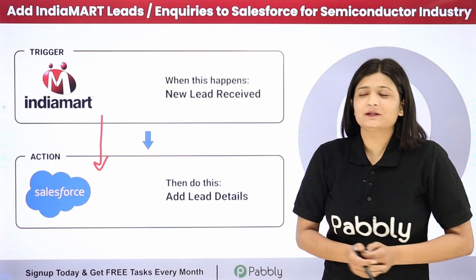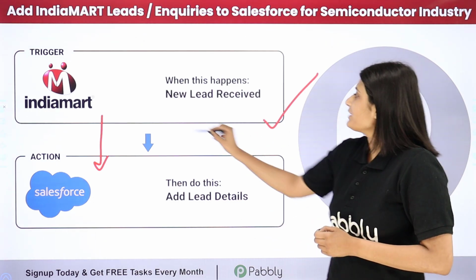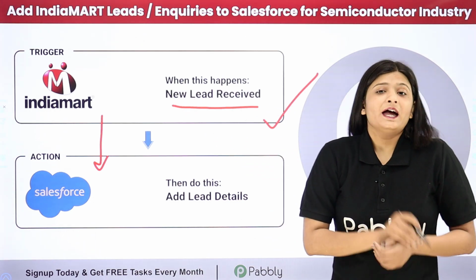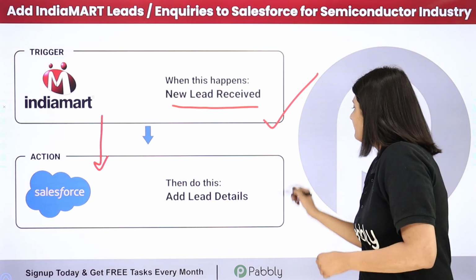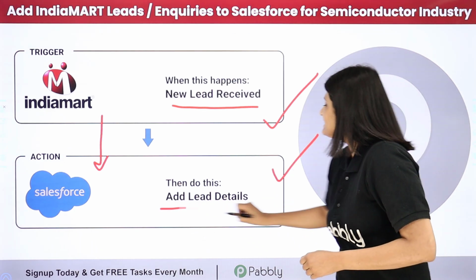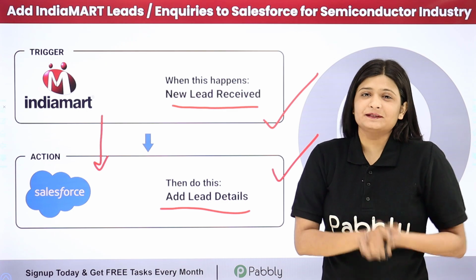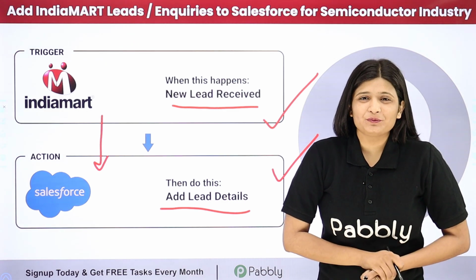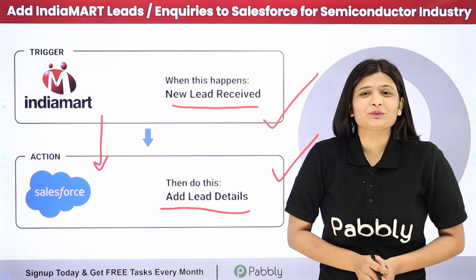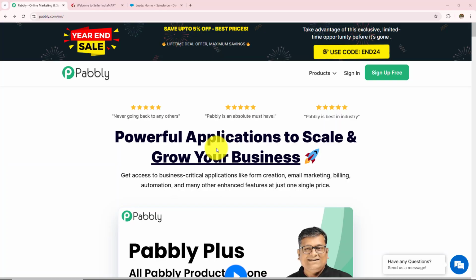As my trigger application, I am going to take IndiaMART, from where I will receive a new lead, and then in my action application, I am going to take Salesforce, where all these lead details will be added automatically. If you want to learn this amazing automation step by step, then let me take you all to my screen. In this video, we are going to learn how to add IndiaMART leads and inquiries for the semiconductor industry to Salesforce. For this, we are going to create automation between IndiaMART and Salesforce with the help of Pabbly Connect.